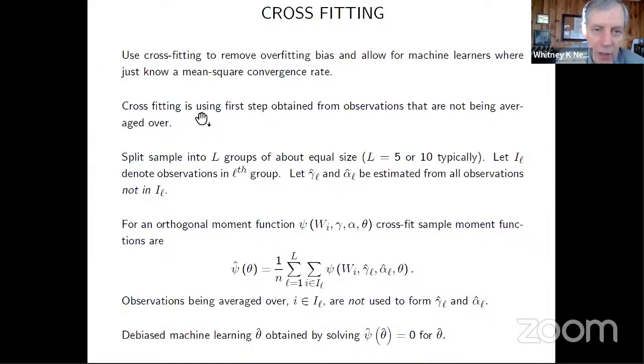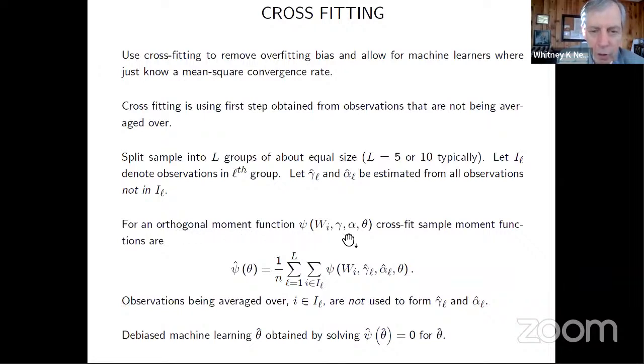So what is cross-fitting? It's using a first step obtained from observations that are not being averaged over, kind of an out-of-sample first step. It's similar to the cross-validation we did. We split the sample into L groups of about equal size, L equals 5 or 10 typically. Let I_L be the observations in the L-th group. That's the group of observations we're averaging over. Then gamma hat L and alpha hat L are estimated from all observations not in I_L. I could have put a minus L in here, but this is just the notation we've used.